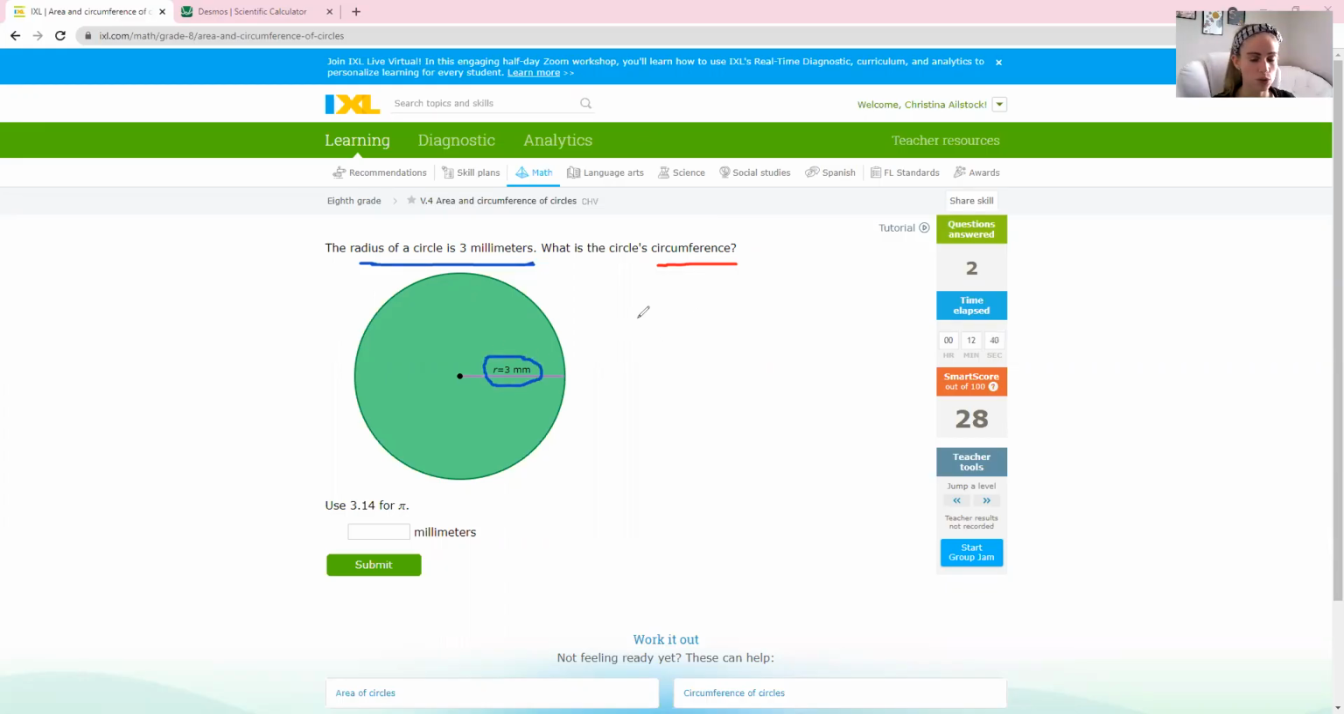Therefore, the formula we're going to use to find circumference is 2 times pi times radius. And once again, we are being asked to use 3.14 for pi. All of our information's figured out. Let's substitute so we can find our circumference. C stays a variable. That is our unknown. It's our question. And then we have 2 times pi, so 3.14, times our radius, which is 3 millimeters.